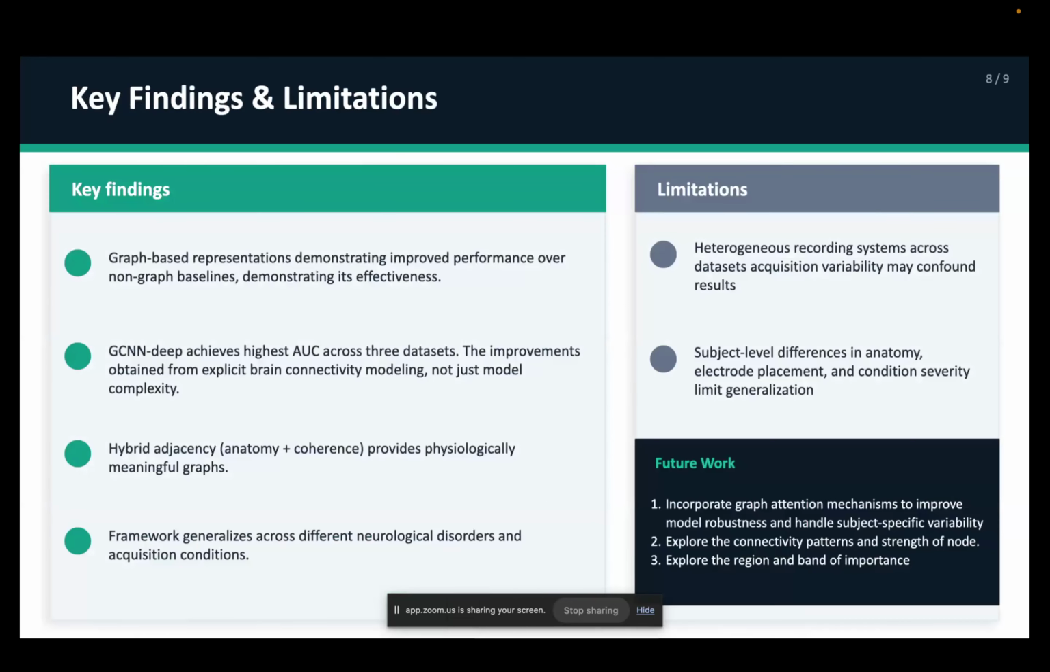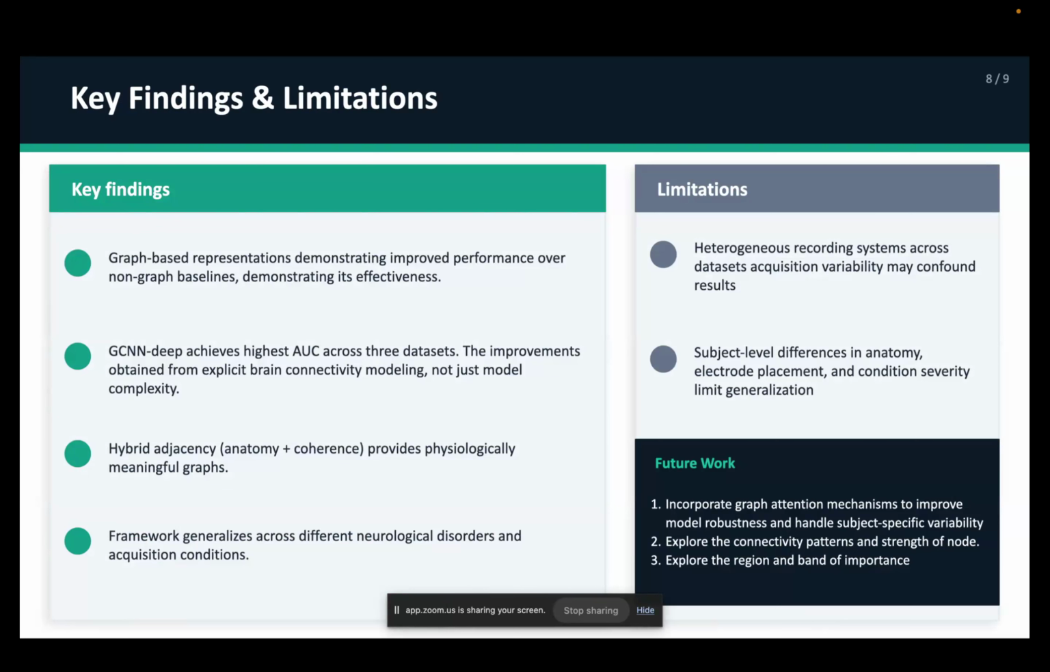And these are our key findings. Graph-based representation demonstrates improved performance over non-graph baselines, showing its effectiveness. The GCNN deep achieves the highest AUC across the 3 datasets. The improvements come from explicit brain connectivity modeling, not just model complexity. The hybrid adjacency of anatomy plus coherence provides a physiologically meaningful graph. The framework generalizes across different neurological disorders and acquisition conditions.